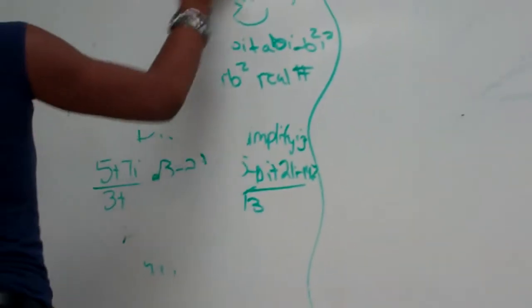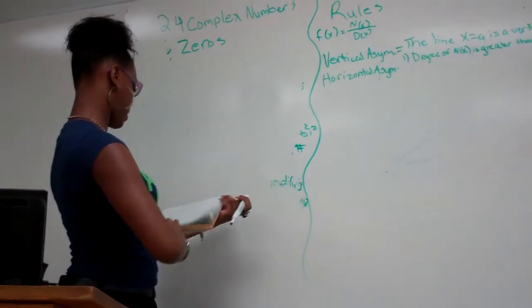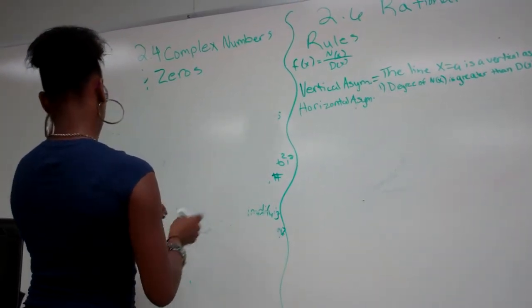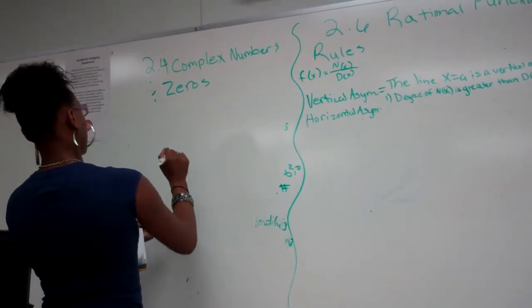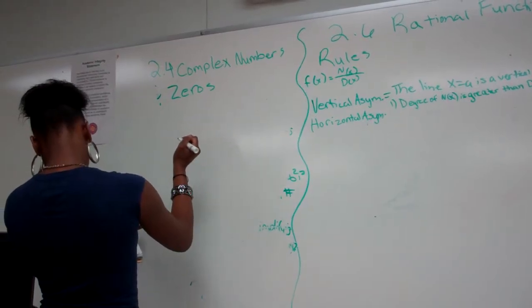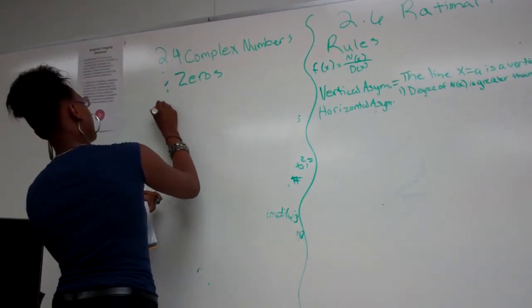That was a little review on imaginary numbers and real numbers. And now we'll go into the complex zeros. So with complex zeros, they will always come in conjugates.